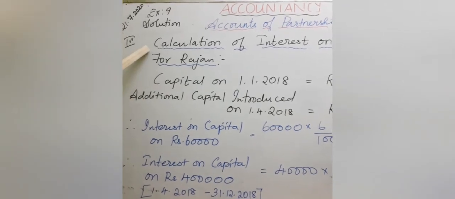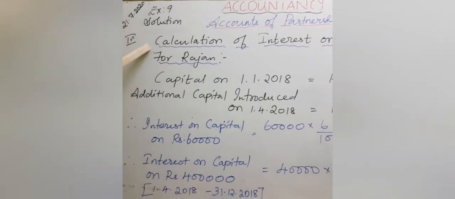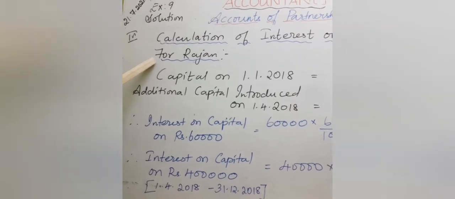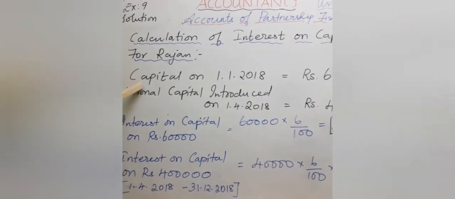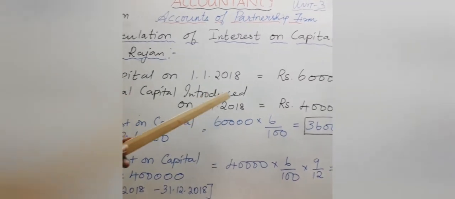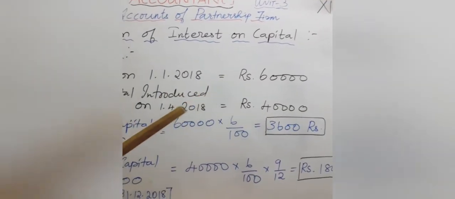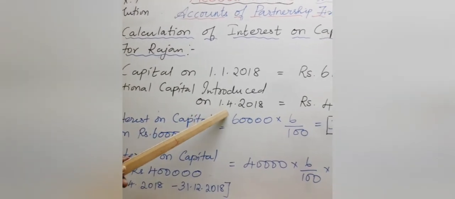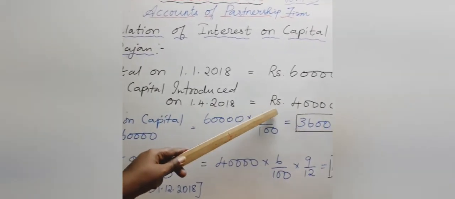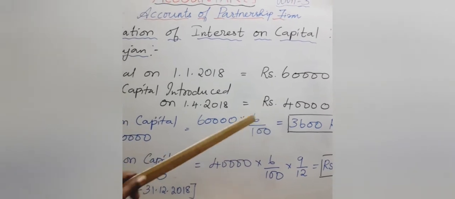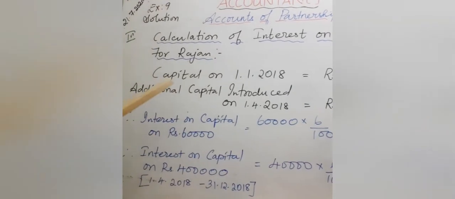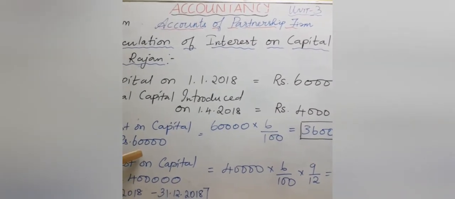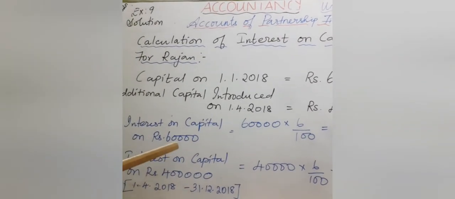Next step is calculation of interest on capital. First we are going to calculate interest on capital for Rajan. Okay children, as far as Rajan is concerned, what is his capital? Rupees 60,000. Rajan is introducing additional capital in the month of April. What is the amount? 40,000. You got me, students? In this calculation I have used another method of calculating interest on capital. You can use it like this also.